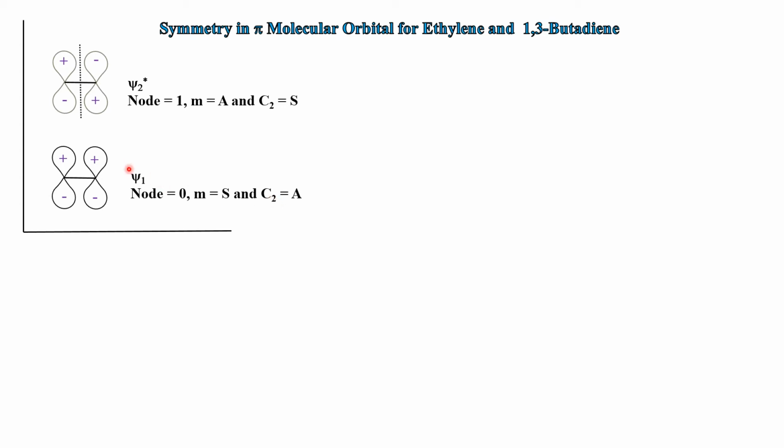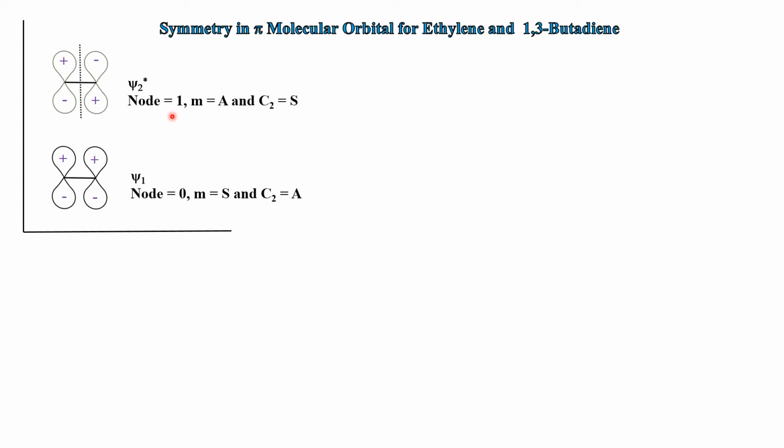Now we come to another energy level, Ψ2 star. This is the anti-bonding molecular orbital. In anti-bonding molecular orbitals, the positive lobe is followed by the negative lobe. So there is a node. This cannot interact with this one. So there is one node. This is energy level 2, which has one node.